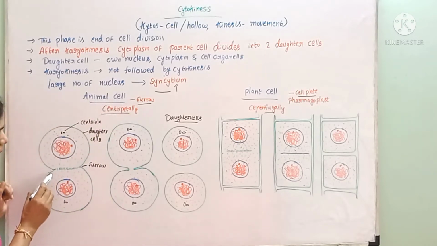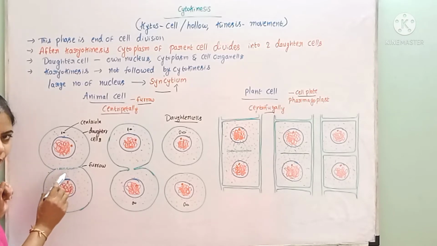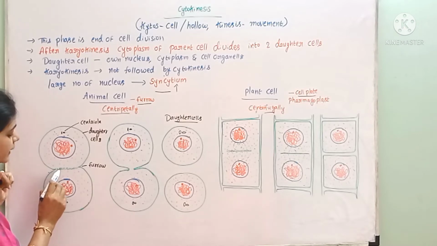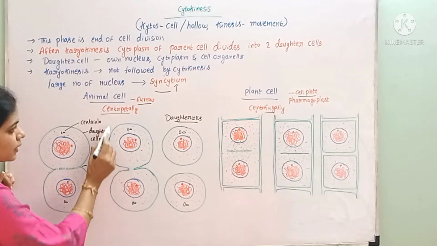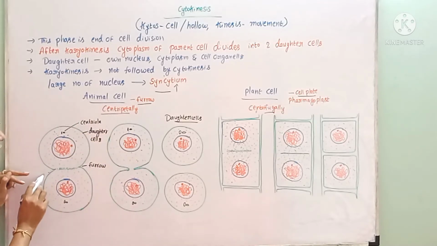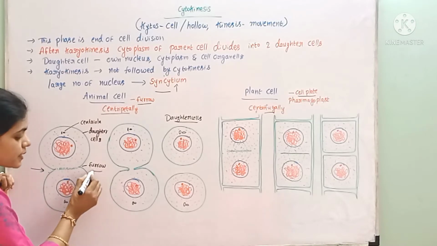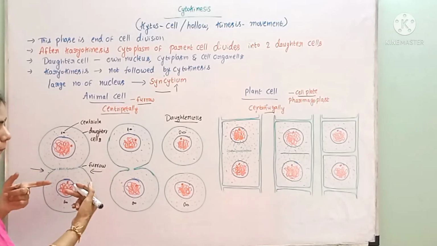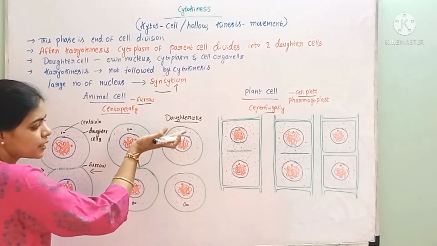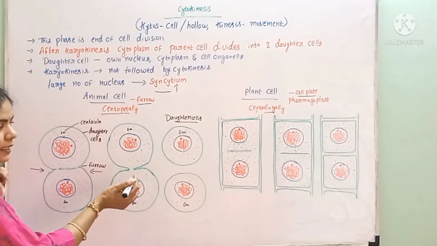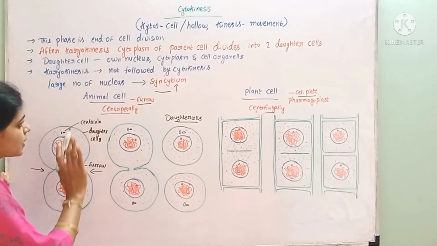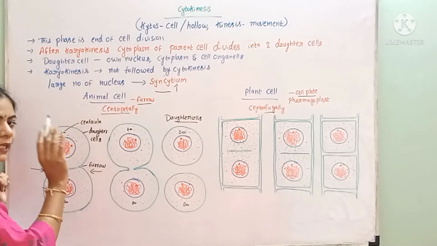Here, from the plasma membrane, a furrow develops. What is this? A constriction develops, right? This is called a furrow. This furrow deepens in the centripetal direction. In which direction? Centripetal. That means periphery to center. That furrow deepens, and finally the constriction follows, and that separates the two daughter cells. And each daughter cell has its own nucleus, cytoplasm and cell organelles. This is the cytokinesis process seen in the animal cell.